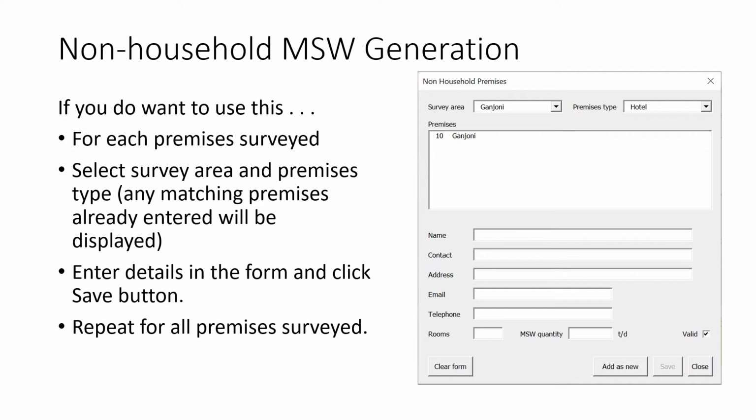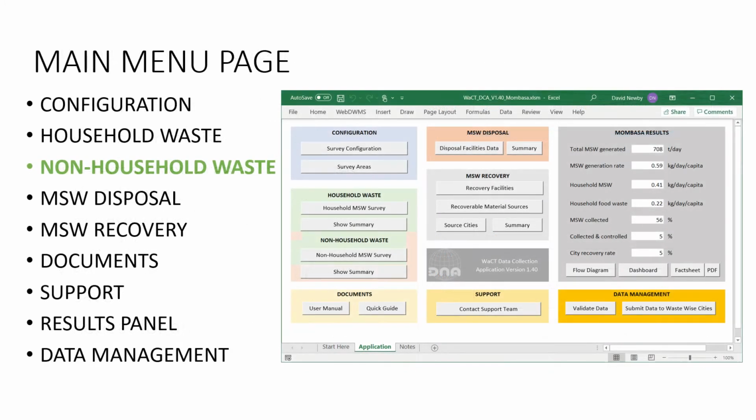Premises listed can be selected and data edited as necessary. Always click the Save button if data has been edited. As mentioned previously, contact details held in the DCA are for use by survey team only and never transmitted to the online system. Click Close when done, and we return back to the main menu.